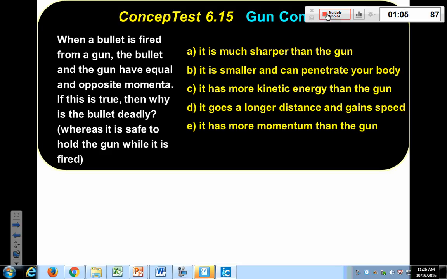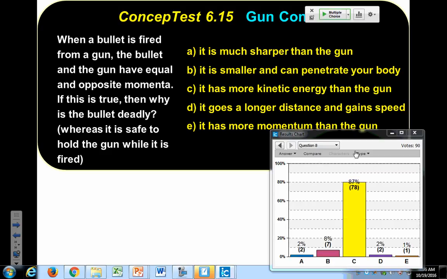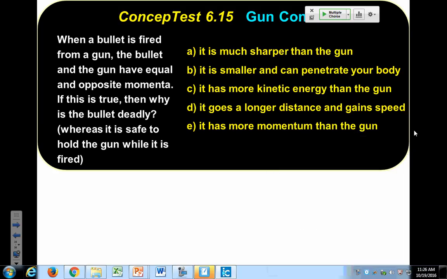I'm going to stop at 110. Okay, good. C is right.